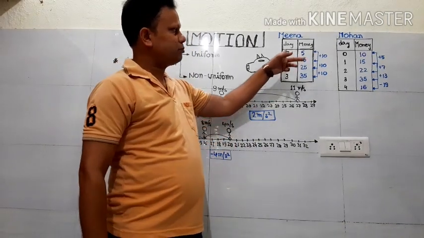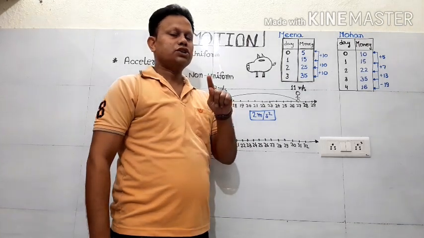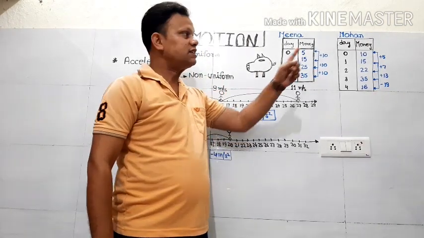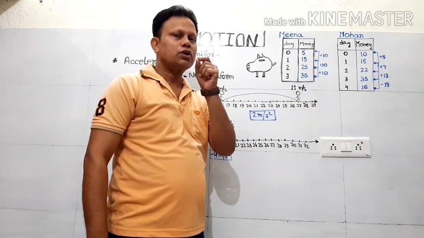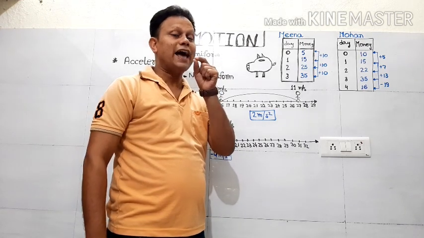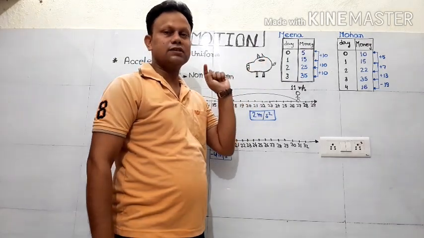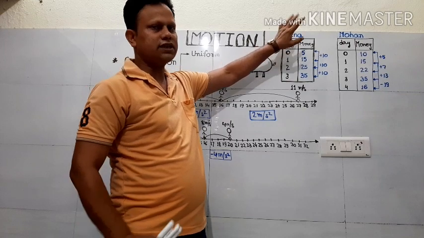Now here you can see the behavior every day. She is not depositing, saving the same money. She is increasing her money. But there is a continuous equal change of value of money in this way. Like we can see, the first day she deposited 5 rupees.